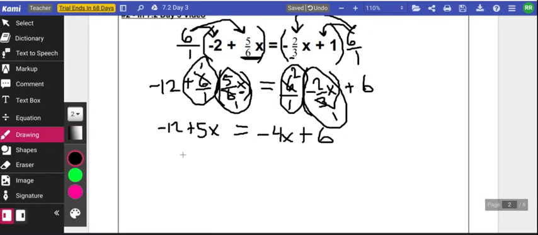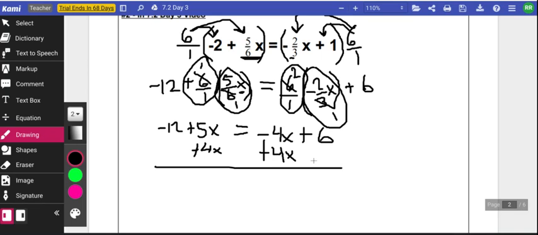Step 2, combine like terms. Left side has no like terms. Right side has no like terms. Step 3, get the variable on one side. So I'm going to move this negative 4x to the left side by adding 4x to both sides. So those x terms cancel. So I'm going to bring the negative 12 down. 5x plus 4x is positive 9x equal to, I only have 6 left over there.